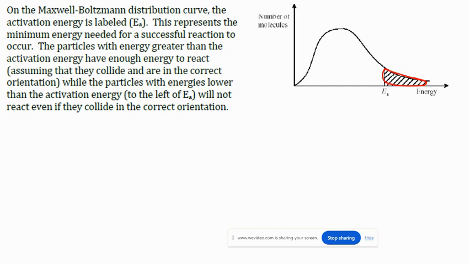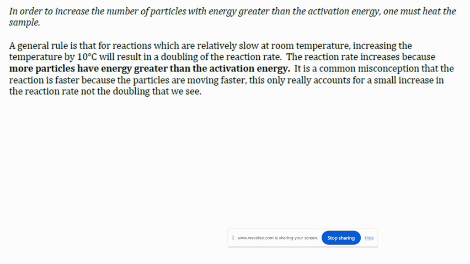If you wanted to have more reactions occur, you could add more molecules, and then you wouldn't have a greater percentage, but you'd have more of them at that percentage reacting. Or you could increase the temperature, which would cause that to happen as well. And in general, increasing the temperature by 10 degrees Celsius will result in essentially doubling the reaction rate. It's not a hard and fast thing, but in general, that's going to happen.